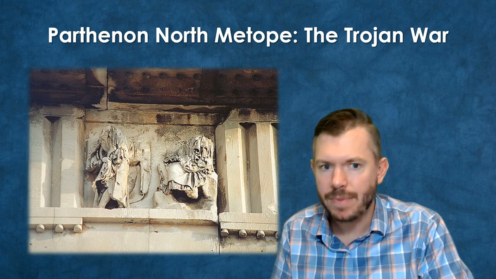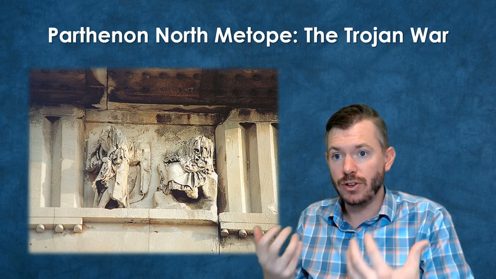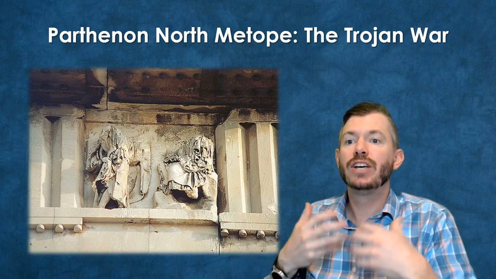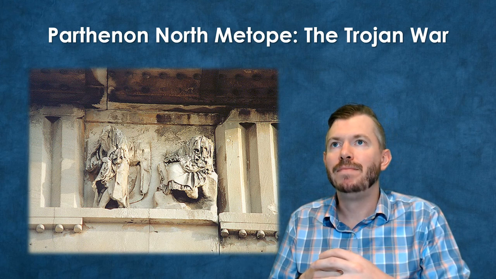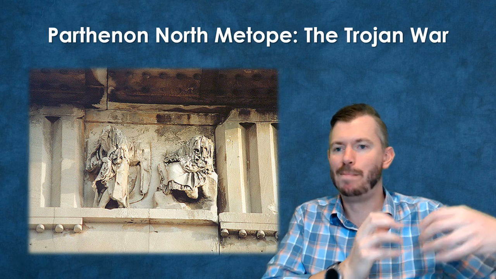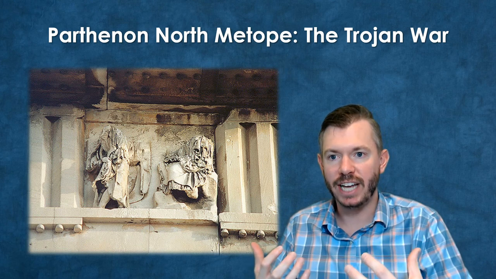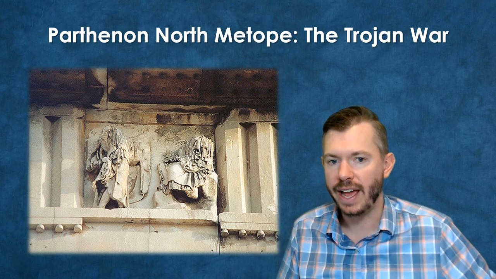groups, right? And so the idea here is that what the metopes, or the sculptures on the metopes, are suggesting is the Greeks' ability to have civilization conquer barbarism, right? It's the Greek ability to impose civilization on the world and subdue chaos.